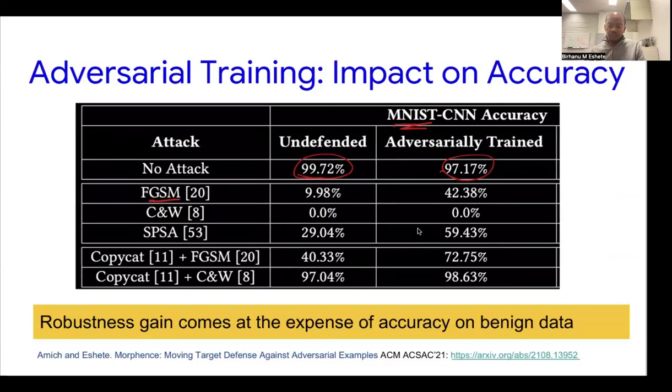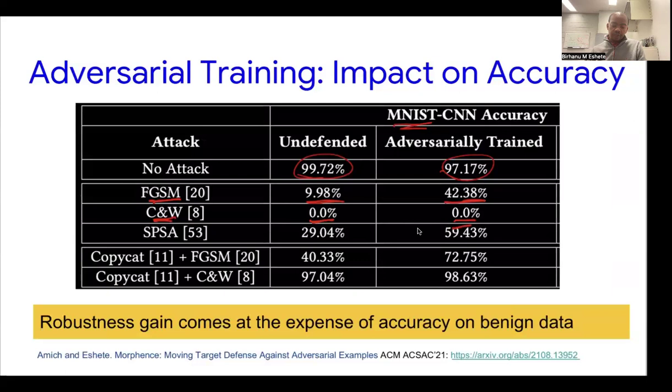But when we look at the attack, FGSM, for instance, if you use the kind of attack I was talking about earlier, the undefended model drops down to almost 10%. And with adversarial training, it gains about 32% accuracy. And this varies from attack to attack. For example, the Carlini-Wagner attack is a very strong white box attack, so it simply paralyzes the model, and it doesn't recover even if you do adversarial training.